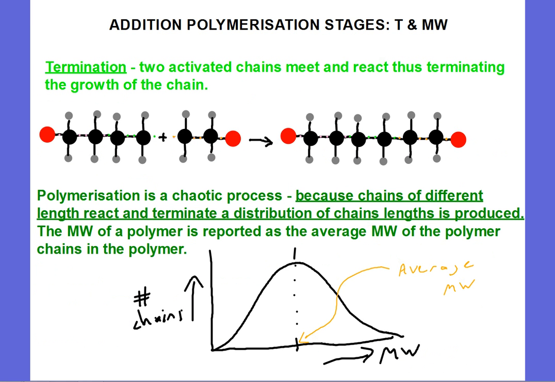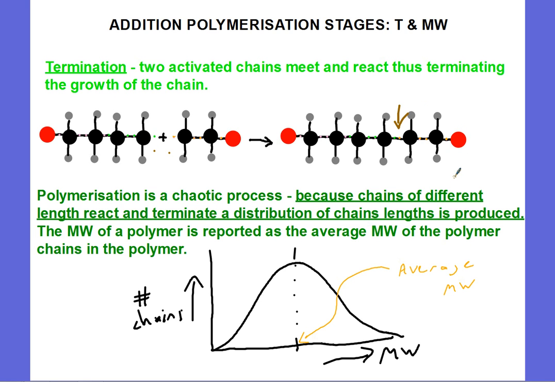The propagation stage finishes with termination. This is when 2 activated chains, so these 2 chains here both have an unpaired electron at the ends. When they meet, those 2 unpaired electrons can form a single bond, and there is that single bond there. And now the chain is complete. All electrons have partners, every electron's in a bond, and the chain stops propagating because there's no more activated chain. And this is the termination step.